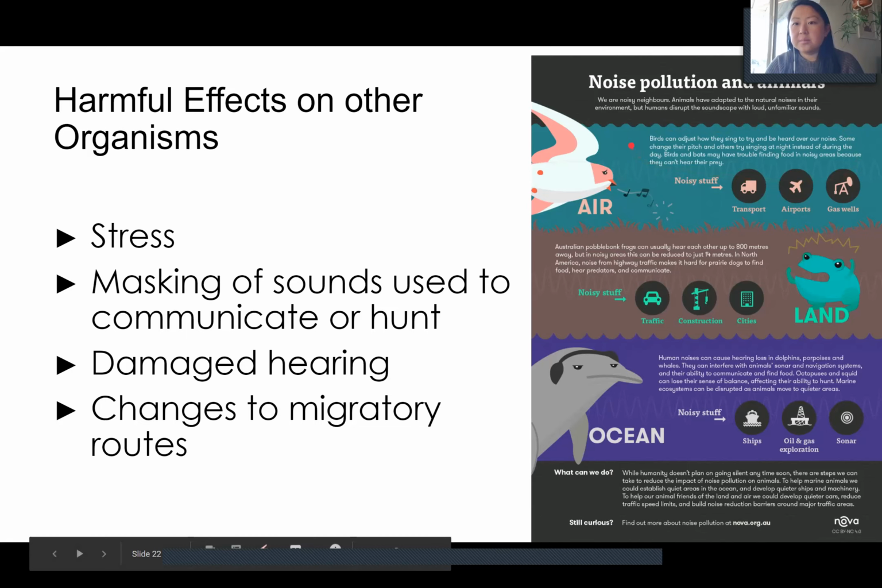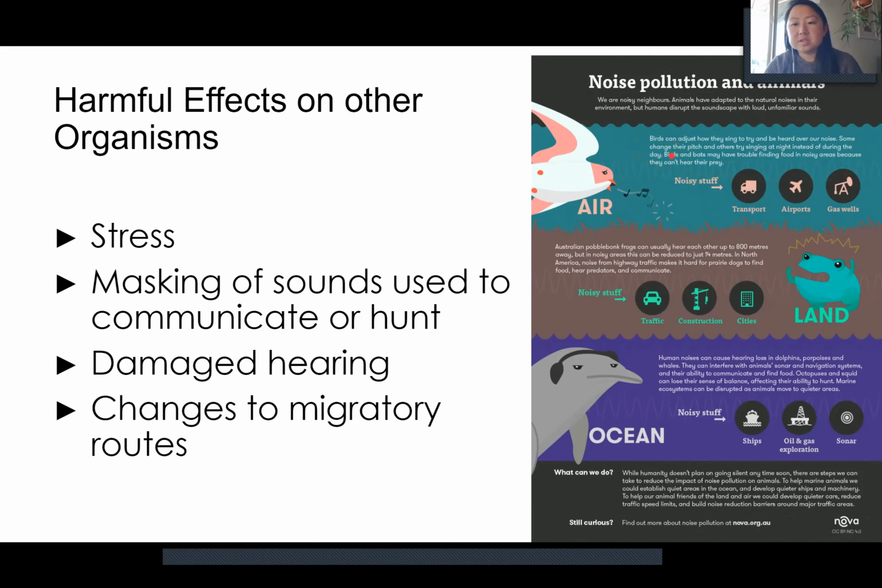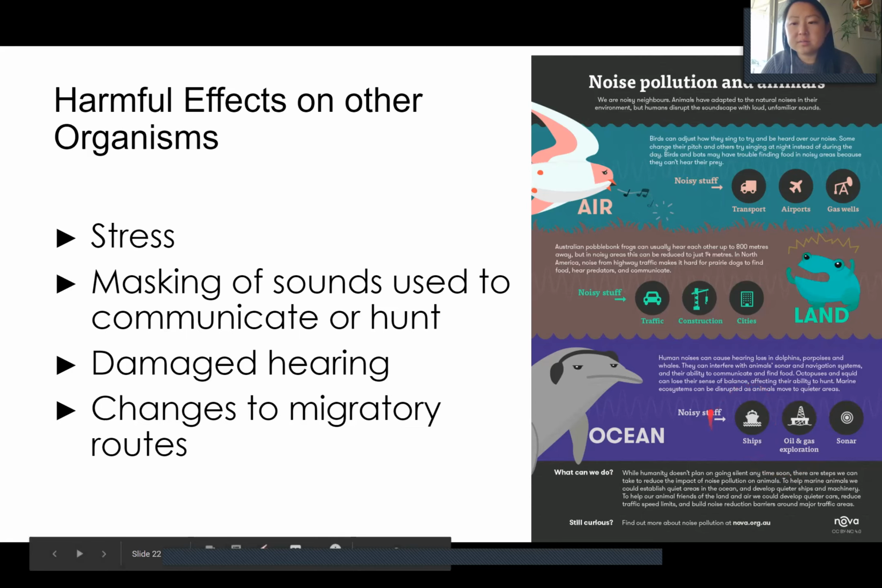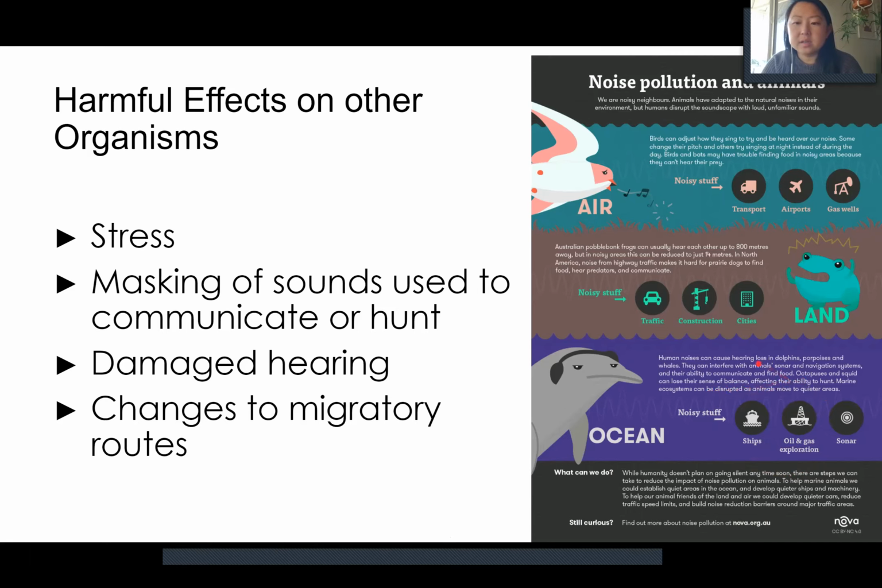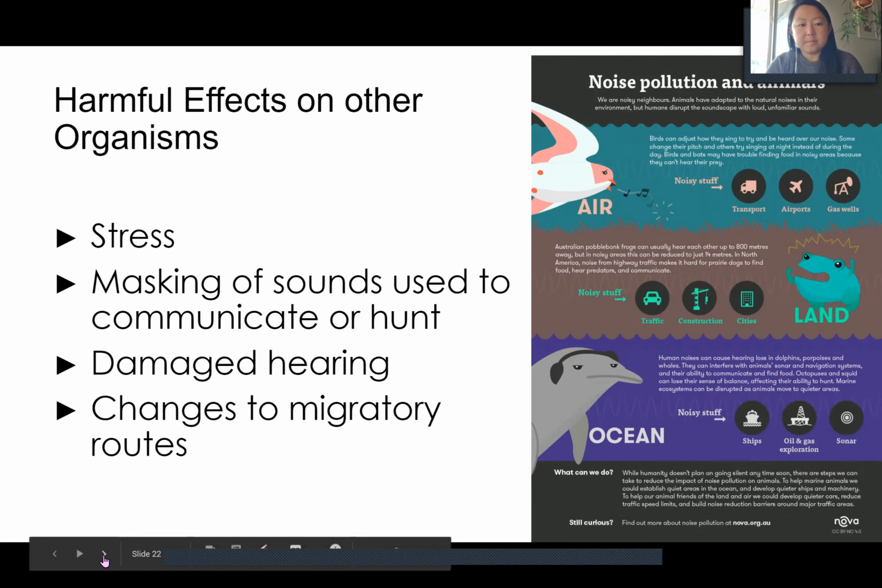In the air, birds can adjust how they sing and try to be heard over noise. Some change their pitch and try to sing at night instead of during the day. Birds can often have a hard time finding food in noisy areas, and it's often hard to hear predators. In the ocean, human noises can cause hearing loss in dolphins, porpoises and whales. This is the one where oil and gas exploration and ships disturb migration routes. Octopuses and squid can lose their sense of balance, affecting their ability to hunt. Marine ecosystems are definitely very affected by noise pollution.